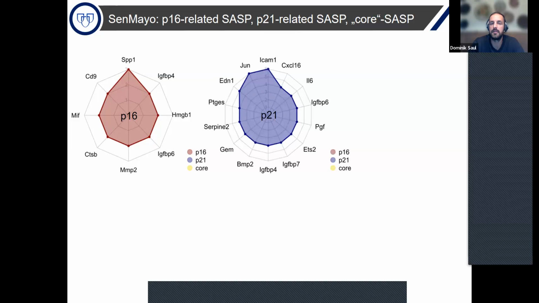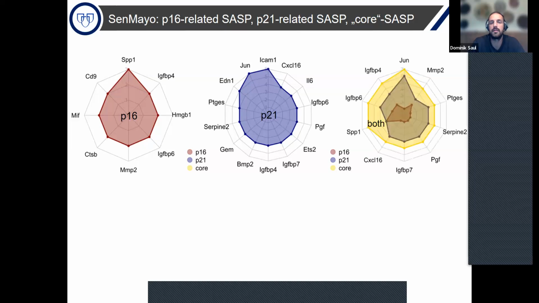Whereas in the P21 positive cells, we find 2 markers that are enriched in the majority of P21 positive cells, in 6 out of the 6 analyzed data sets. So UN and ICAM1 are the markers that really seem to be associated with P21. And there are some markers, if we combine both of these, that might be something like a core SASP.